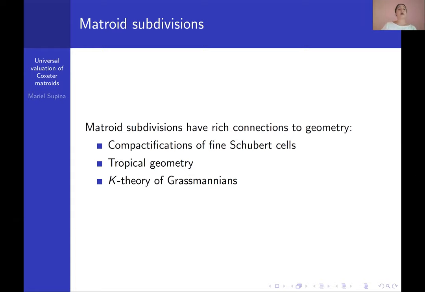This talk is about matroid valuations, and one reason why people care about these is that matroid subdivisions have a lot of connections to geometry. This includes compactifications of fine Schubert cells, tropical geometry, and K-theory of Grassmannians. I would say that I have approached this from a more combinatorial side, so I'm not really able to answer questions about these things, but I'm definitely interested in learning more about these applications. And if you do know about these things, then you should think about that during this talk.